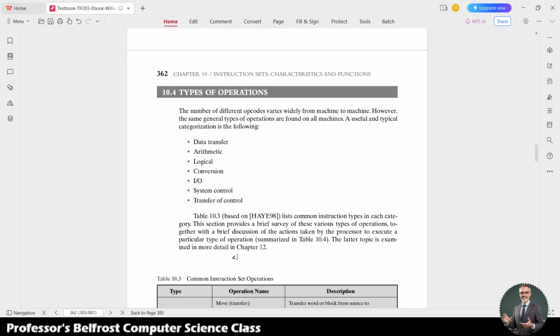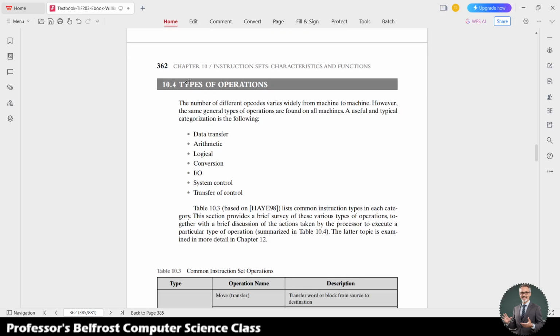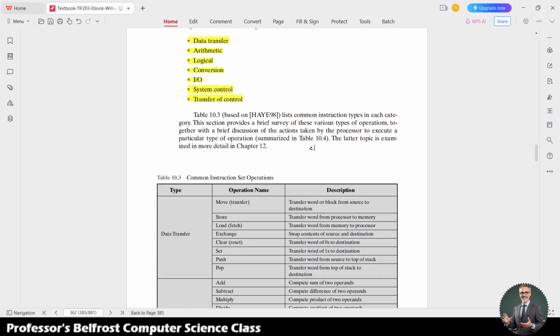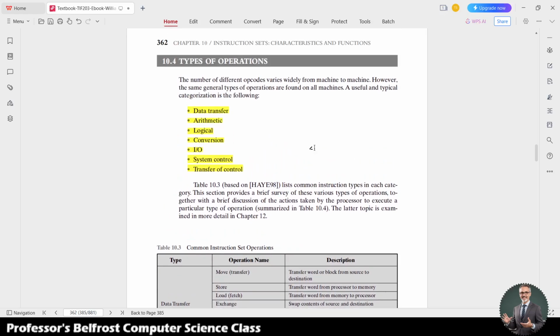Now we are entering the next topic, which is types of operation. So there are actually seven types of operation: data transfer, arithmetic, logical, conversion, I/O, system control, and transfer of control. But I think I will leave this for the next episode. Okay, that's good for today, I think.